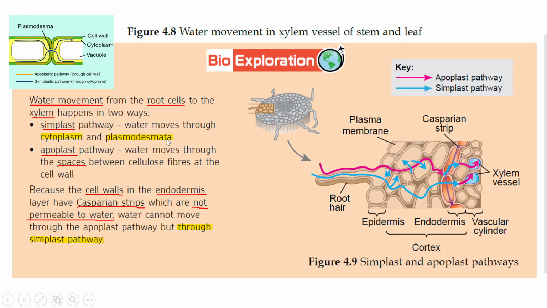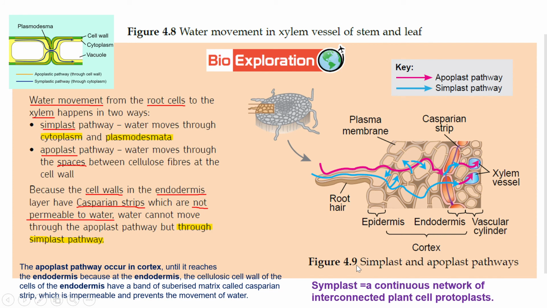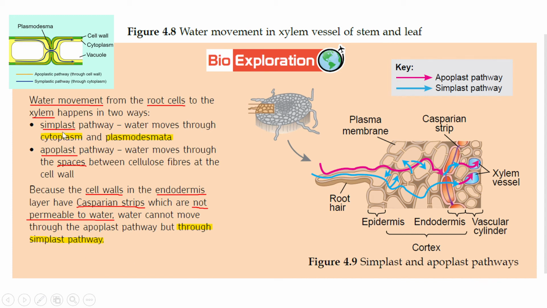Okay, what is plasmodesmata? Dia adalah plural bagi plasmodesma. Okay, plasmodesma, this is the interconnection in the cells of the roots. Okay, ada dekat sini ya. Interconnected plant cells, protoplast. Protoplast tu bermaksud cytoplasm with the nucleus and also the other cell components lah. Okay, so that's symplast. That's symplast, you see.